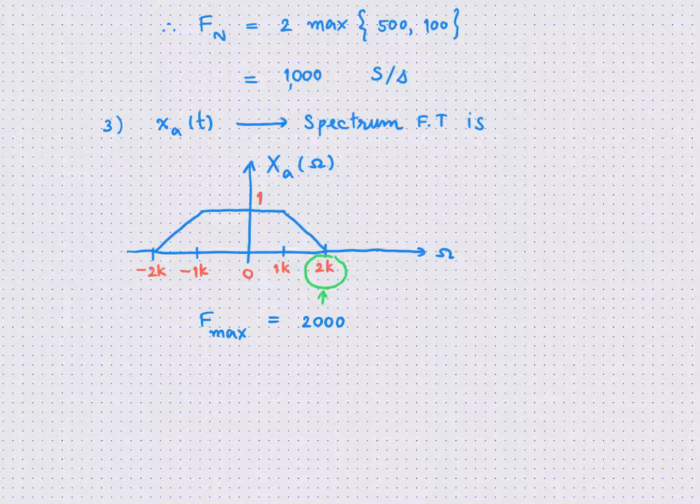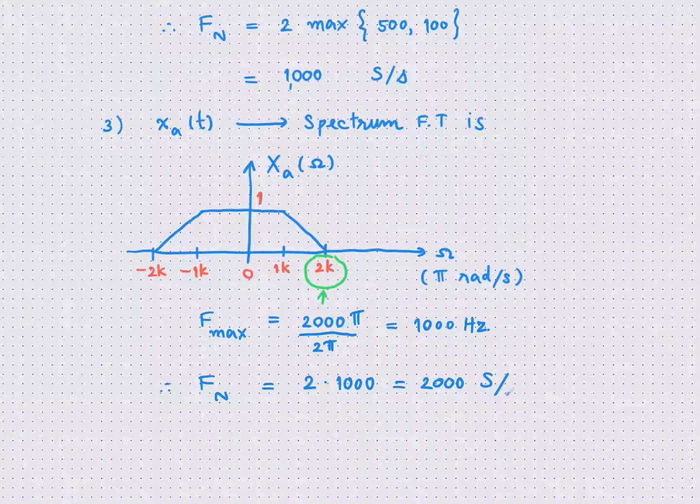Let's say that I forgot to say that this is in pi radians per second. Therefore the maximum frequency is 2000 pi divided by 2 pi, so the maximum frequency is 1000 hertz. And therefore, if you want to find the Nyquist sampling rate, it is twice as much. So it's 2 multiplied by 1000, and therefore it's 2000 samples per second.